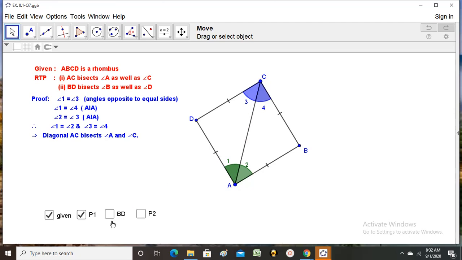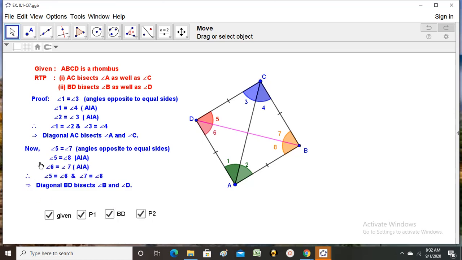Now for the other part of the problem, we draw diagonal BD. So this is diagonal BD. You can check diagonal BD, and we have again marked the angles 5, 6, 7, 8. Now again our claim will be the same. Angle 5 equal to 7. Now we take the triangle BCD.